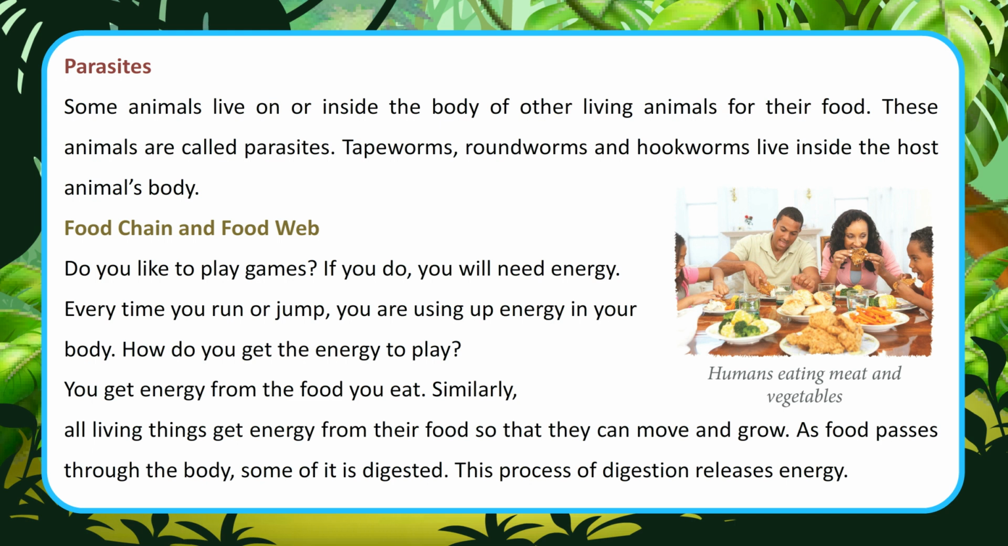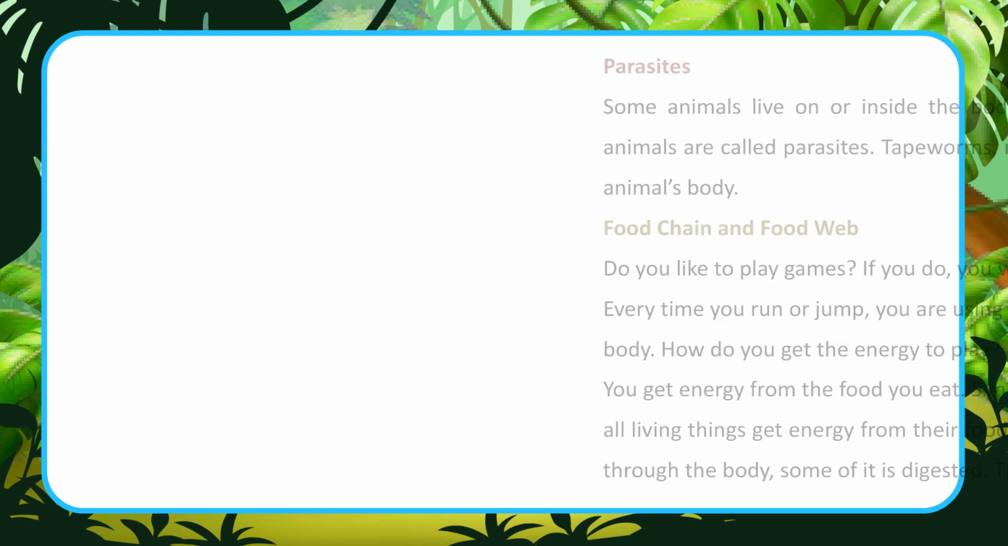Food chain and food web. Do you like to play games? If you do, you will need energy. Every time you run or jump, you are using up energy in your body. How do you get the energy to play? You get energy from the food you eat. Similarly, all living things get energy from their food so that they can move and grow. As food passes through the body, some of it is digested. This process of digestion releases energy.